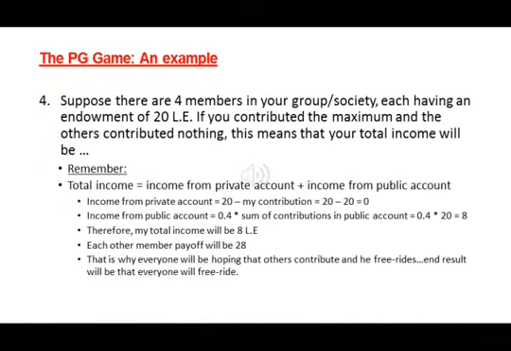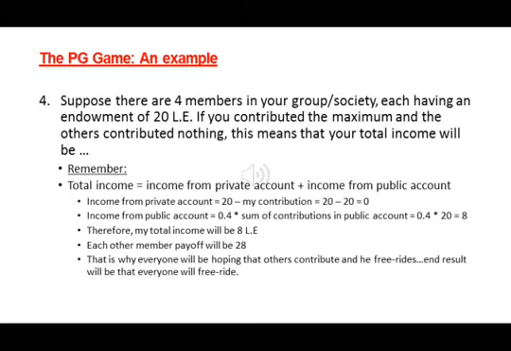The last example shows you the case if you decided to contribute the maximum to the public fund, but everyone else in your group decided to free ride. So in this case, your total income will be as follows. Your income from your private account is 0 because you decided to contribute everything to the public account. The income you will be getting from the public account is 0.4 times the sum of contributions in the public account, which are mainly coming from your contribution. So it's 0.4 times 20, which is 8. So you will end up with a total income of just 8, which is much lower than your initial endowment.